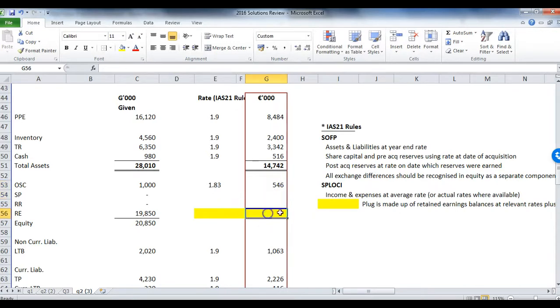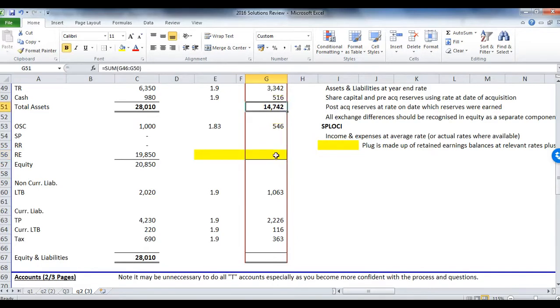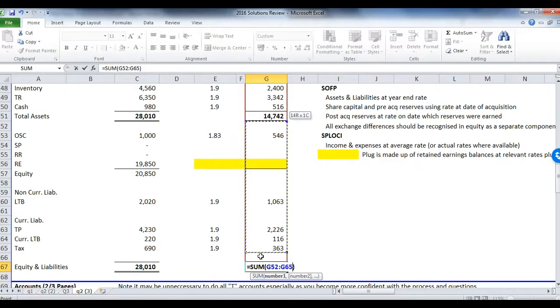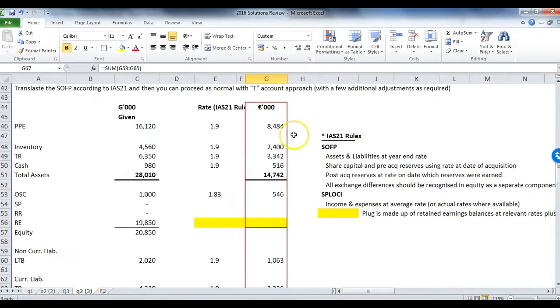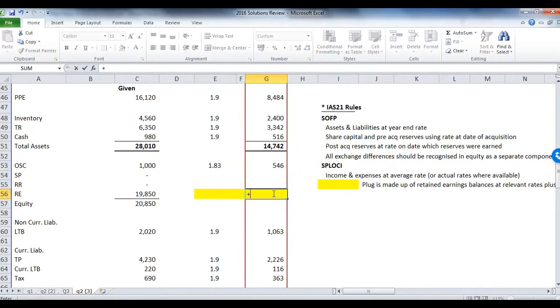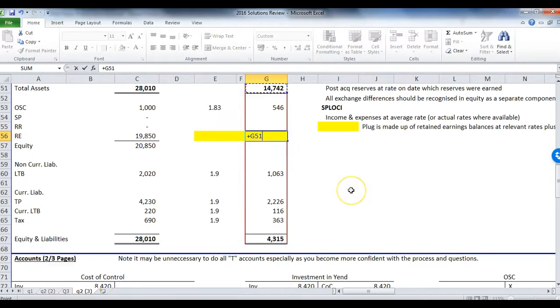And finally then you put the plug figure in for the retained earnings. So they must match. So the sum of all your equity and liabilities needs to match the sum of all your assets. So 14,742. So I'm just going to do this minus 4,315, which is the sum of the rest of them explicitly. So then the plug in retained earnings is 10,427. So we'll come back to what's within that figure again.